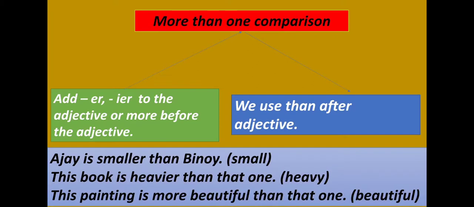Ajay is smaller than Binoy. This book is heavier than that one. This painting is more beautiful than that one.